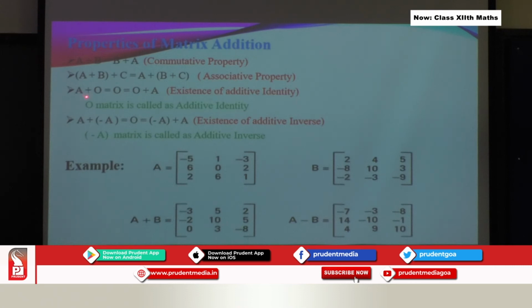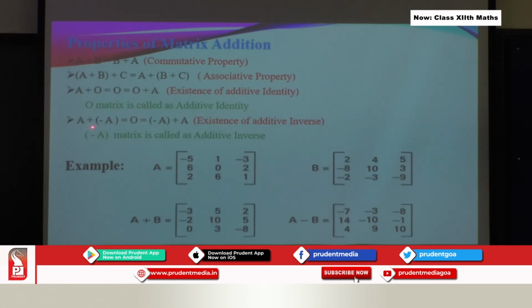Let's proceed further. Next, existence of additive identity. And here you can see, when you say additive identity, here O. Now O is what? Your O is your null matrix. So when you add a null matrix to the given matrix, what answer you get? That is your matrix A. So over here you get O as the matrix, that is the additive identity.